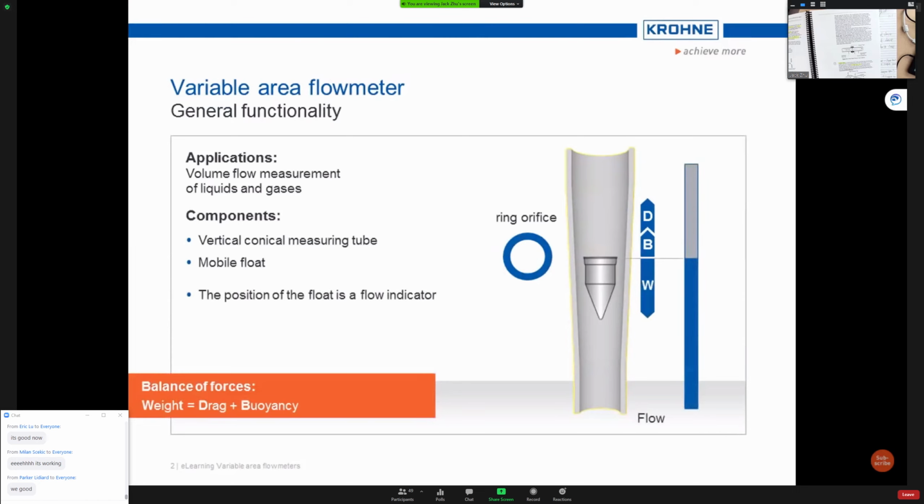The position of the float is a flow indicator. The gravitational force and the buoyancy force are constant for a specified application. Only the flow force can vary temporarily, as a result of a change in flow which moves the float into a different position.